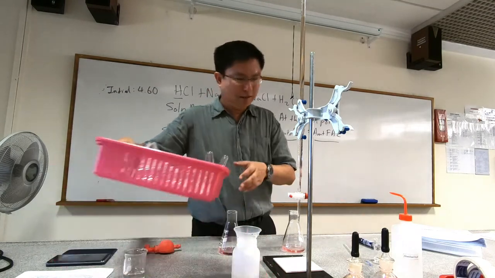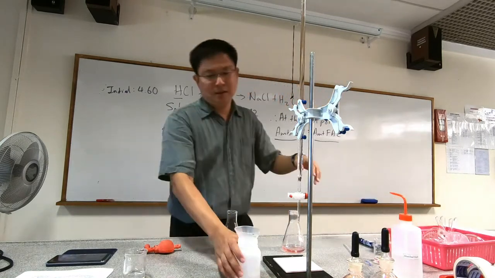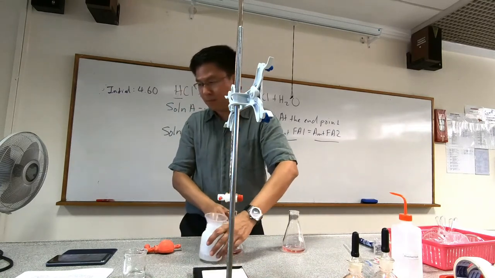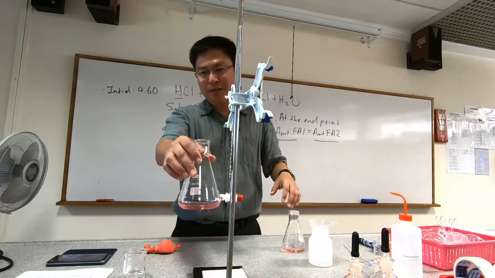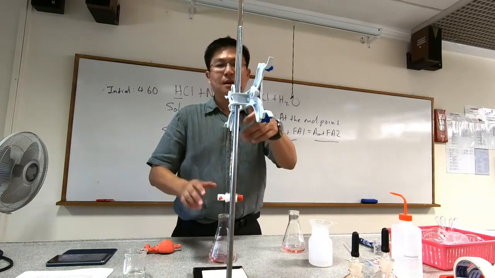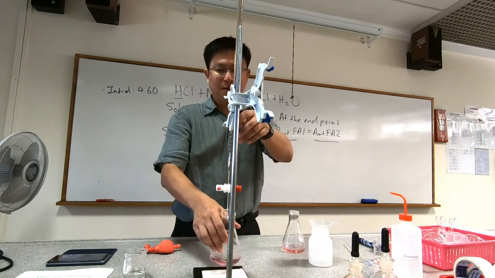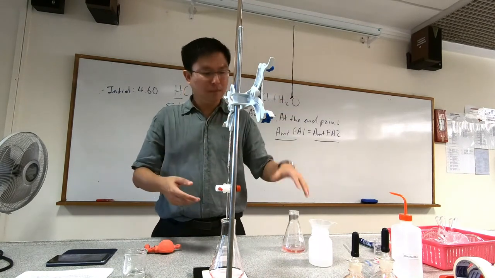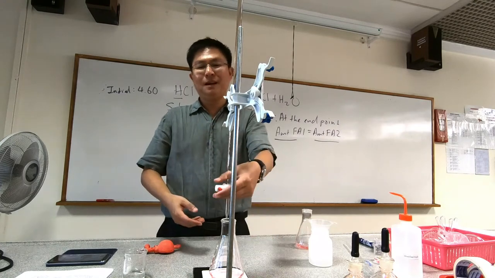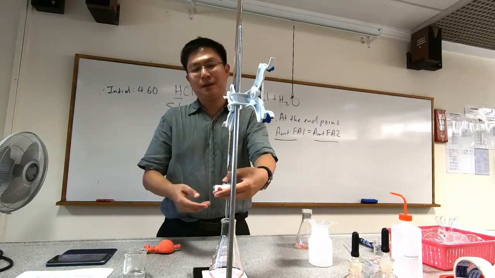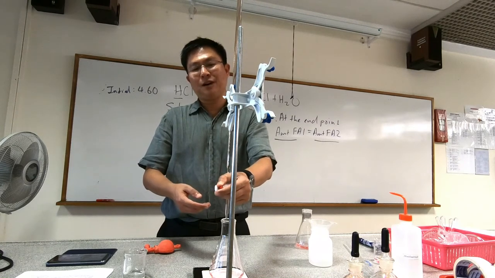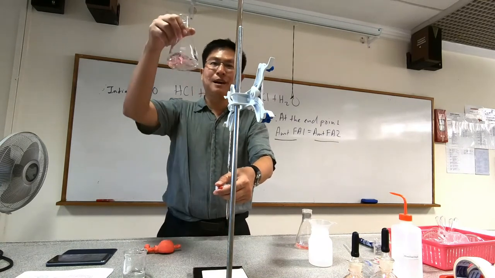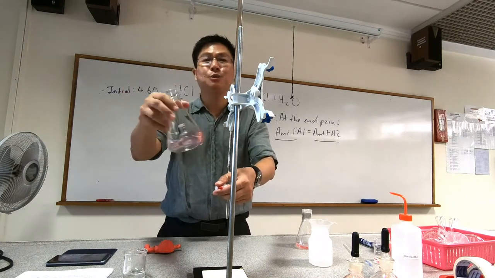Let me clear so that it's easier for you to see. Notice it is red first at the start. I shall raise this slightly above my conical flask. I arrange my burette such that it is comfortable for me, a right-hander. My left hand is now controlling the burette. Notice my fingers. They can move up and down to allow me to control the tap at the bottom of the burette. My right arm, which is my dominant arm, I'm using to swirl the solution.